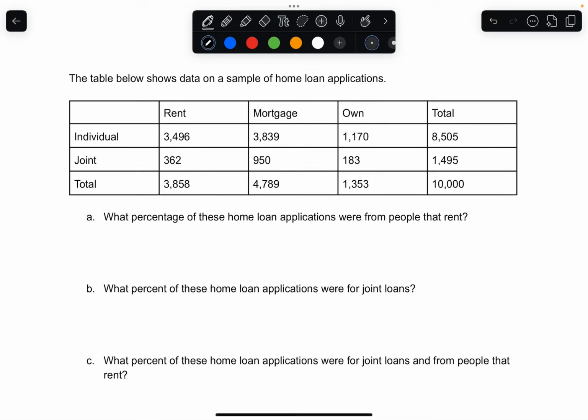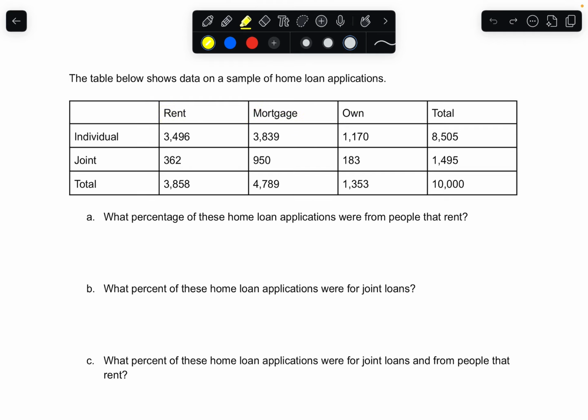In this video, we're going to practice working with contingency or two-way tables, both different terms for the same thing. This is a very common way to present information with two different variable types. So in this case, we've got a sample of home loan applications. Our first variable might be the loan type, so whether they're looking for an individual loan or a joint loan. And then up here we have information about the borrower, whether they rent their home, whether they have a mortgage, or whether they own their homes.